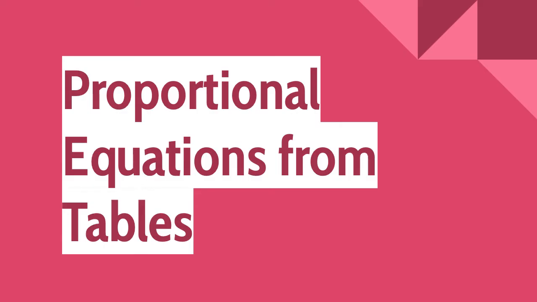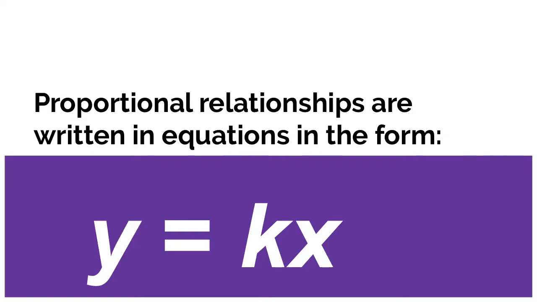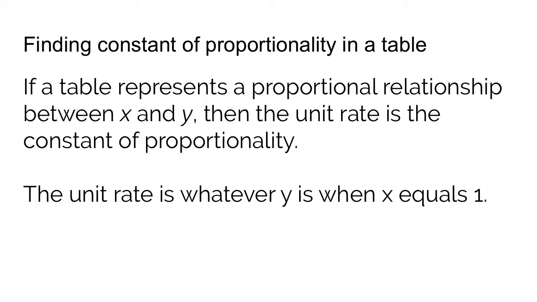So let's talk about proportional equations from tables. Proportional relationships are written in equations in the form y equals kx. Again, k is the constant of proportionality, x is what is in the left column, and y is whatever is in the right column of the table. Finding the constant of proportionality in a table: if a table represents a proportional relationship between x and y, then the unit rate is the constant of proportionality. The unit rate is whatever y is when x is 1.